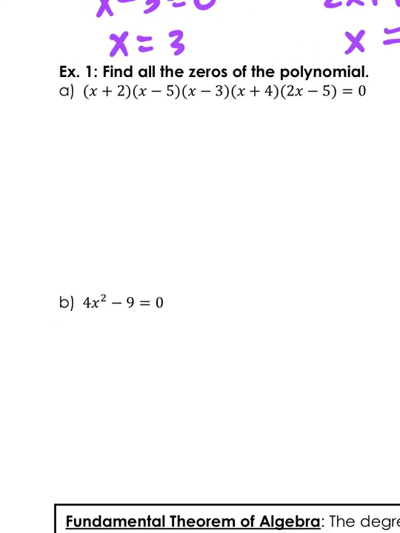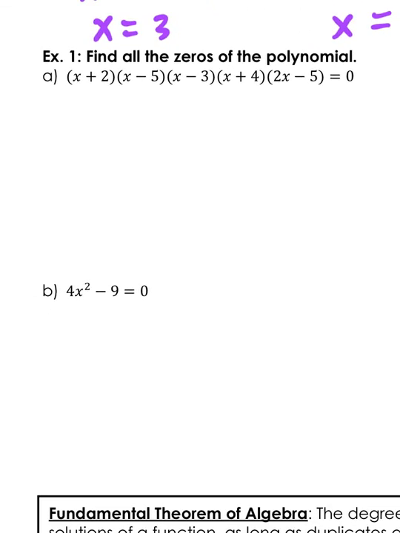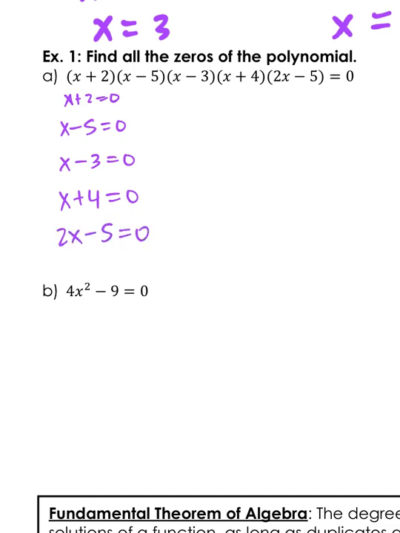So when we find all the zeros, sometimes they'll go ahead and give them to you in factored form. So you're just going to set them equal to 0. So x plus 2 equals 0. x minus 5 equals 0. x minus 3 equals 0. x plus 4 equals 0. And 2x minus 5 equals 0. So when I solve for x, I get x equals negative 2, 5, 3, negative 4, and 5 over 2, 5 halves, 2.5, however you would like to write it.